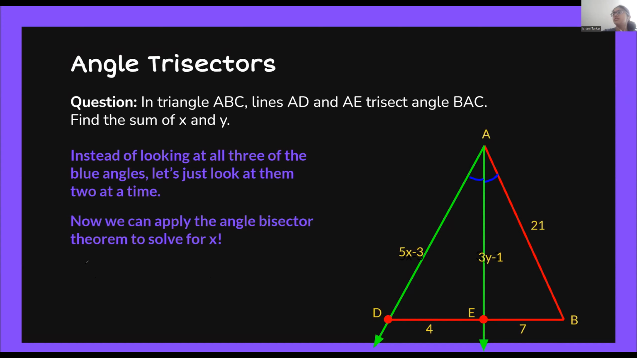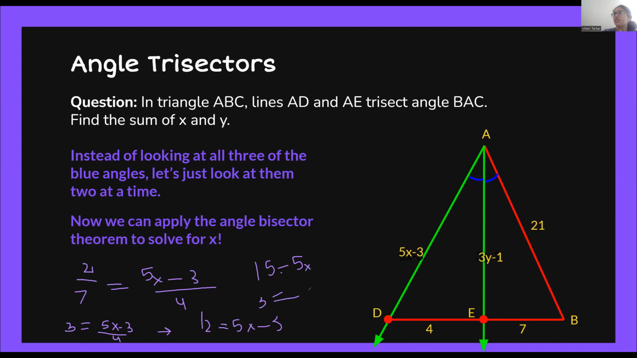(21/7) and (5x-3/4). Yeah, good job. So we would have AB, which is 21, divided by BE, which is 7, is equal to AD, which is 5x-3/4, which is DE, right? So we can simplify the left to get 3 is equal to 5x-3/4, right? And then we can multiply both sides by 4 to get 12 is equal to 5x-3. And then we can add 3 to both sides to get 15 is equal to 5x, and then divide by 5, right? So we'd get 3 is equal to x. So we could solve for x to get x is equal to 3.